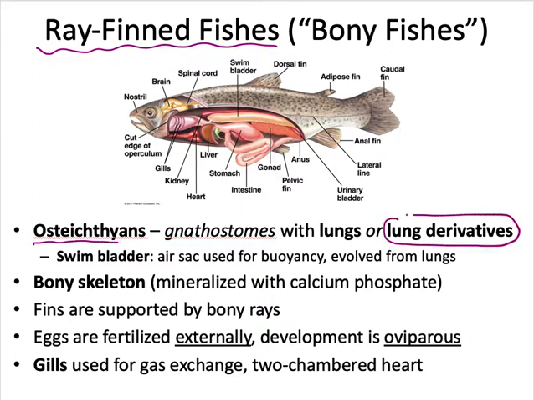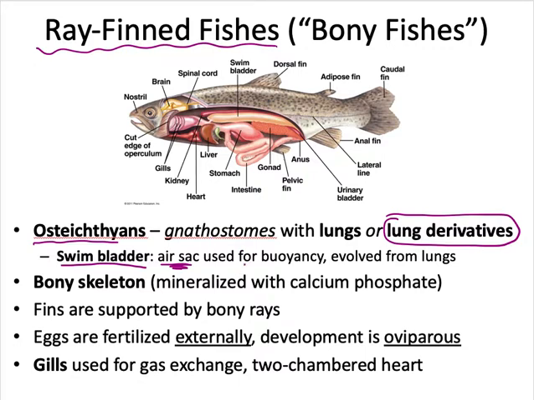Specifically, the ray fin fishes have a lung derivative called a swim bladder. So the swim bladder is an evolutionary derivative of a lung. It's similar to a lung in that it's an air sac. It can fill with air and then deflate, just like the lungs do. Fill with air, get bigger, deflate.